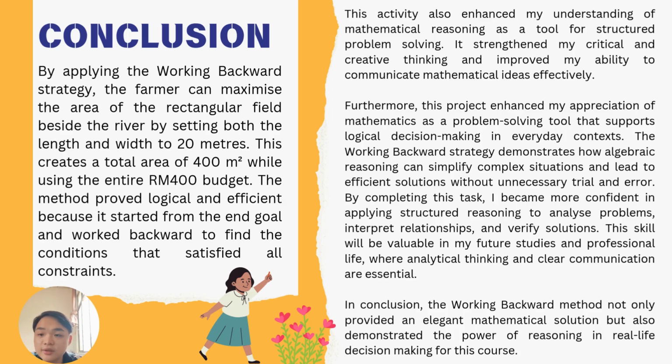In conclusion, by applying the working backward strategy, the farmer can maximize the area of the rectangular field beside the river by setting both the length and width to 20 meters. This creates a total area of 400 meters square while using the entire 400 ringgit Malaysia budget. The method proved logical and efficient because it starts from the end goal and works backward to find the condition that satisfies all constraints. This report also enhanced my understanding of mathematical reasoning as a tool of structured problem solving.